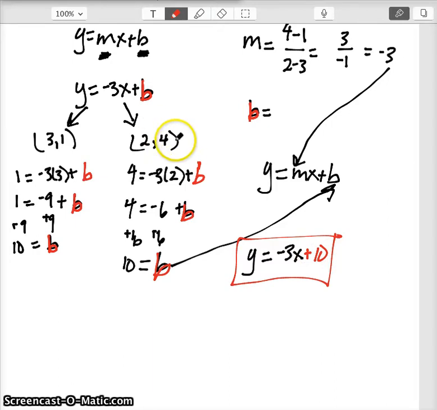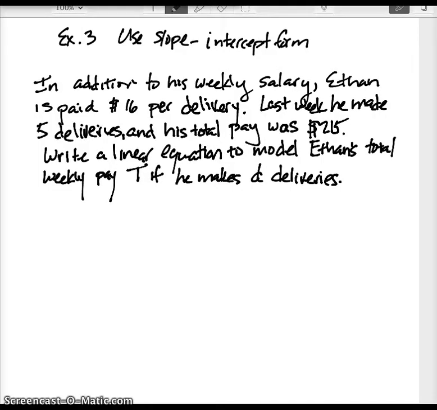You can choose one and use the one that you find most convenient and easy to use. All right, so let's take a look at example 3. In addition to his weekly salary, Ethan is paid $16 per delivery. Last week, he made 5 deliveries, and his total pay was $215. Write a linear equation to model Ethan's total weekly pay, T, if he makes D deliveries.